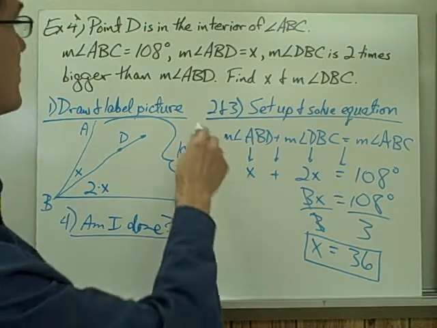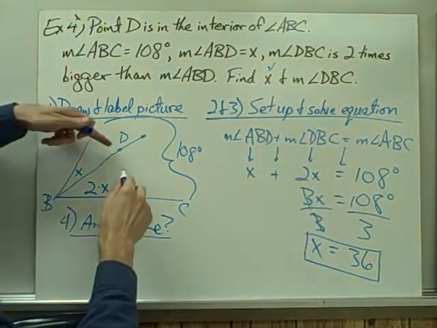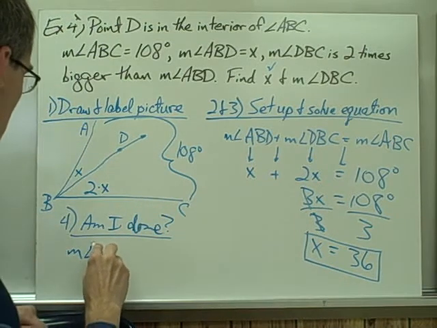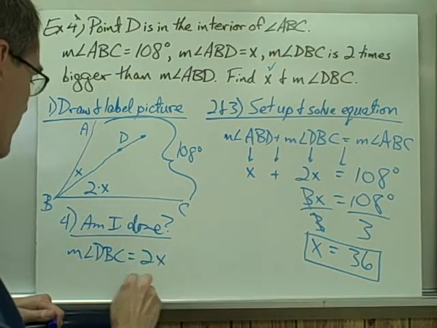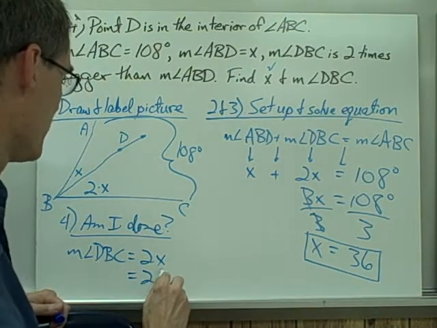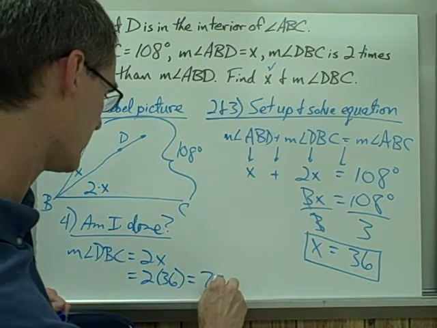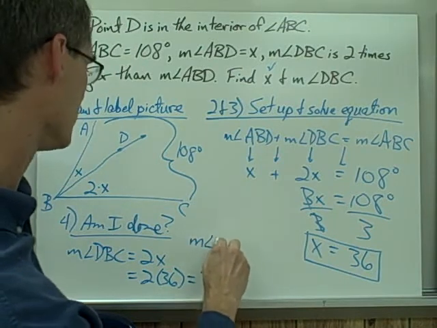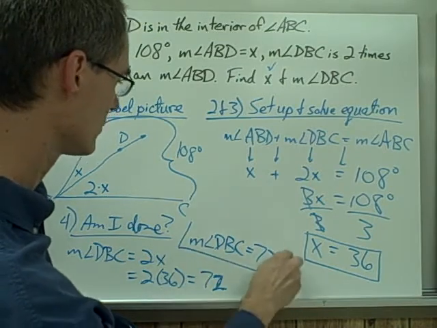Let's see. I'm supposed to find x. I got x. Oh, and the measure of angle DBC. So I'm not done. Angle DBC, measure of angle DBC is 2x. And I know what x is because I just found it over here. So I just plug in 36 for x. 2 times 36 is 72. So the measure of angle DBC is 72.